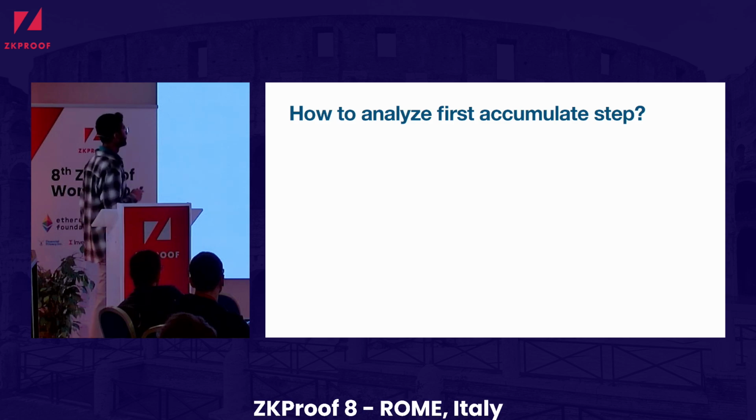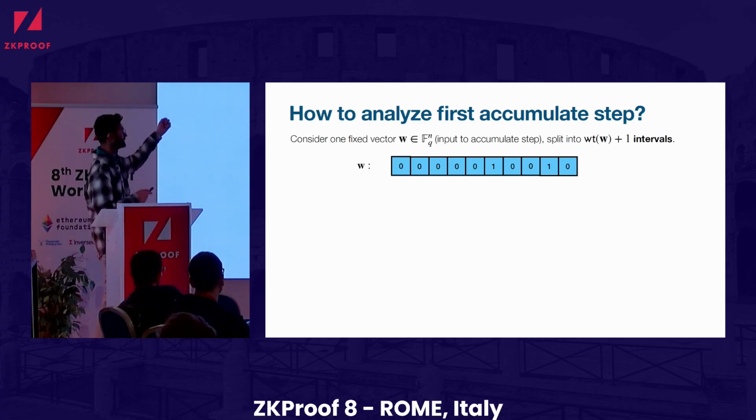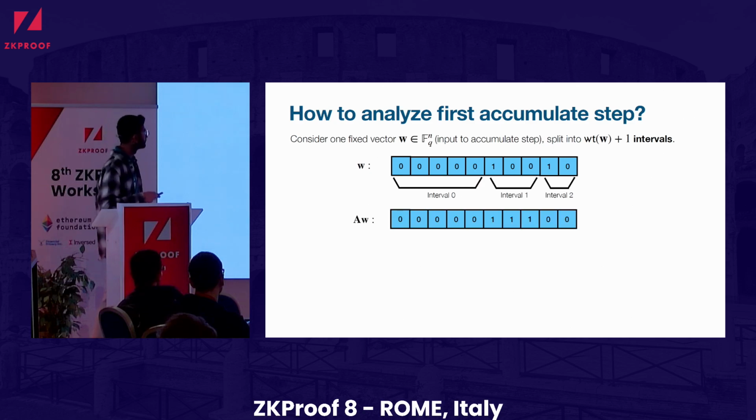OK, so how do you analyze the first accumulate step? You first consider one fixed vector W, and you split it up into weight of W plus 1 intervals. So what do I mean by that? If, say, this is your input word to your accumulate step, then you divide it up into these intervals, which are designated by the non-zero entries of W. So the 0th interval ends just before the first non-zero entry. And the first interval starts at the first non-zero entry, goes up to the second non-zero entry, and so on.